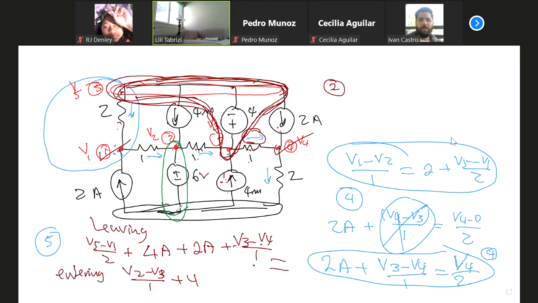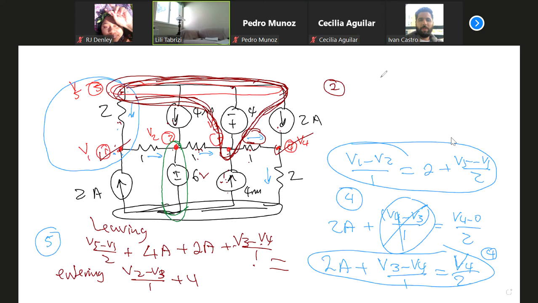Actually, in this case, this problem is a little bit advanced for Circuits 1. Before you write any more KCL, this one we finished, this one we finished, this one we finished. How many nodal voltages do we have?